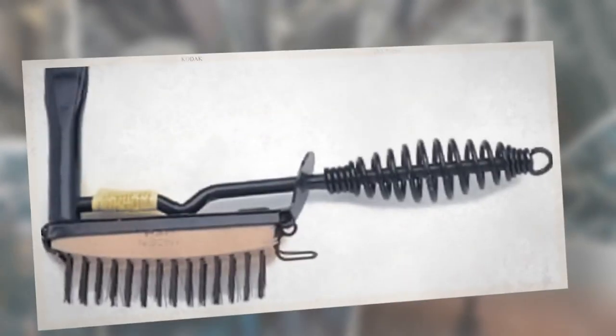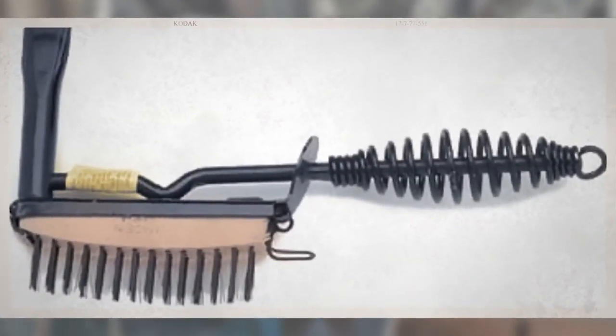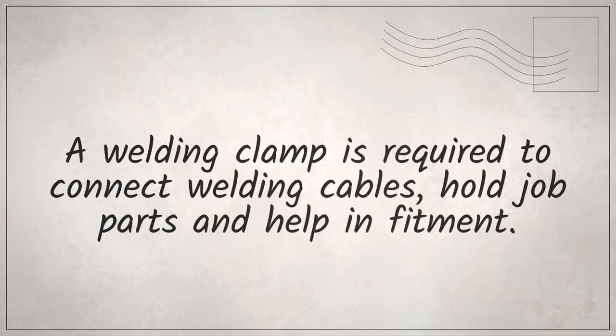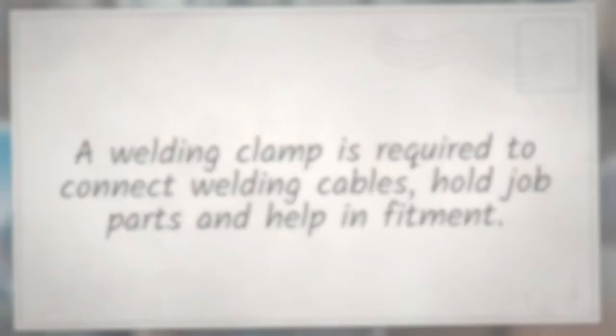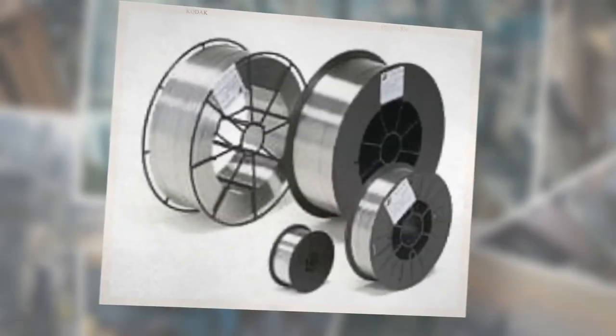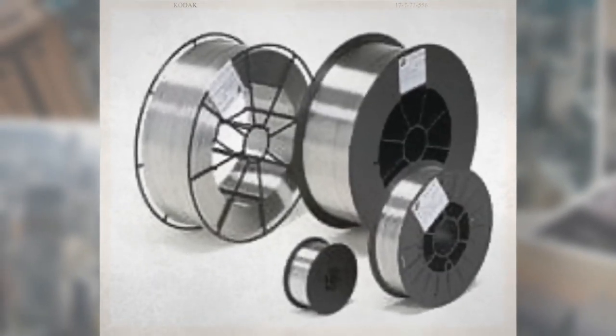A chipping hammer is an essential tool for every welder because it helps them produce clean welds that are free of slag and spatter. A welding clamp is required to connect welding cables, hold jaw parts and help them fit. Welding wire or electrode is vital for welding. You need them to produce the weld and fill the gap.